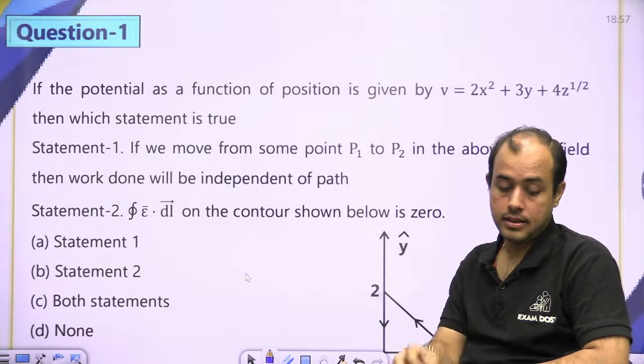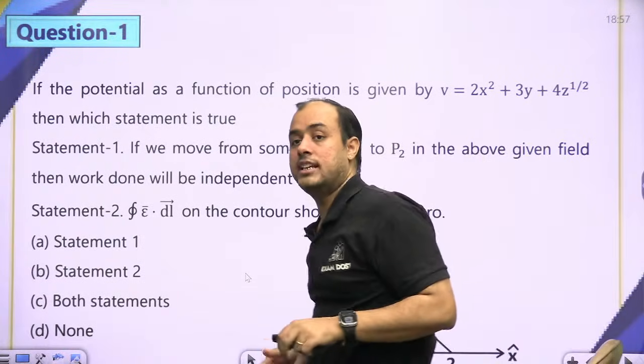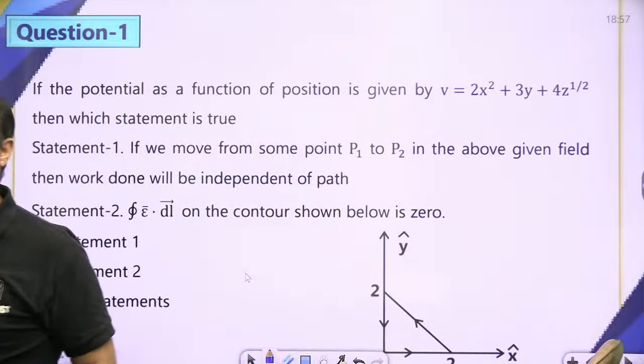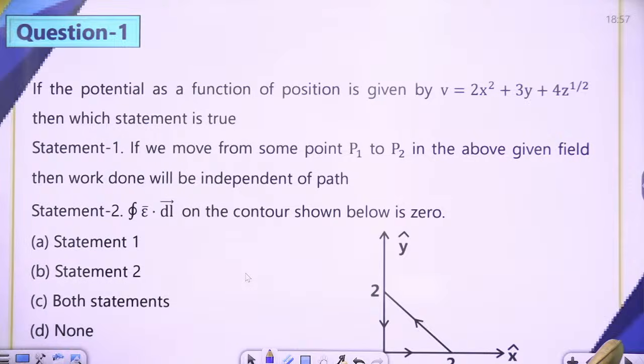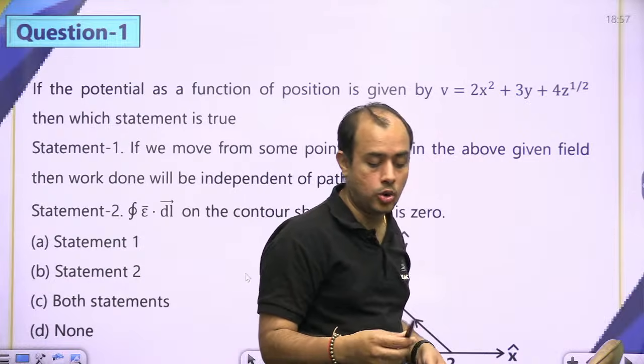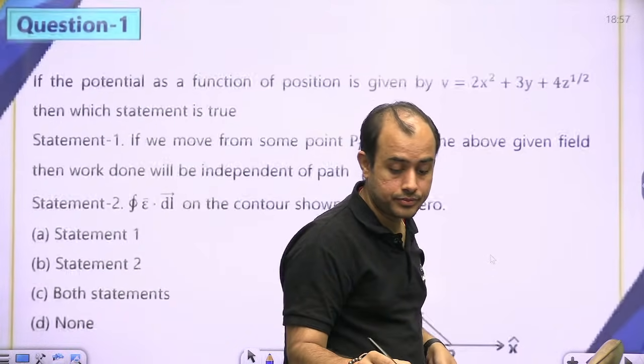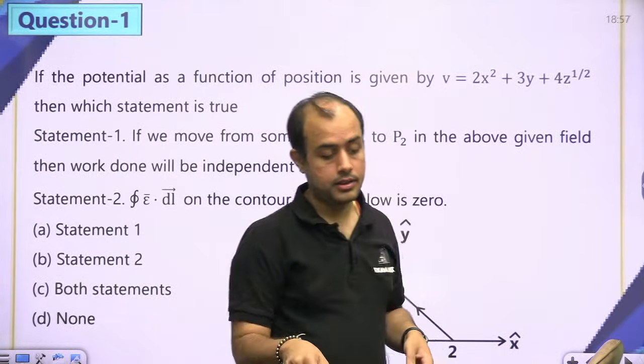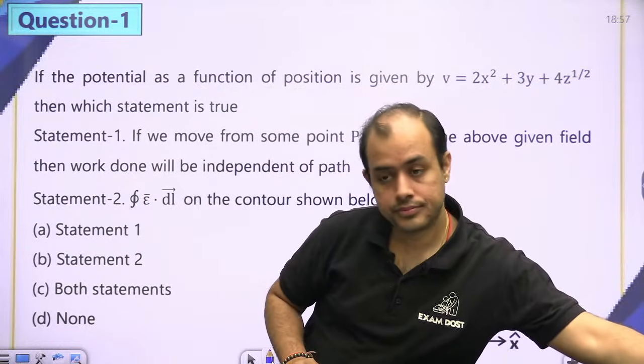चलिए, see this. If potential is a function of position given by this, if we move from point P1 to P2, the work done will be independent of path and integration of E dot dl on this contour is 0. बताइए, जल्दी से बताइए.